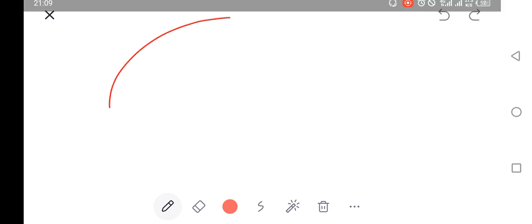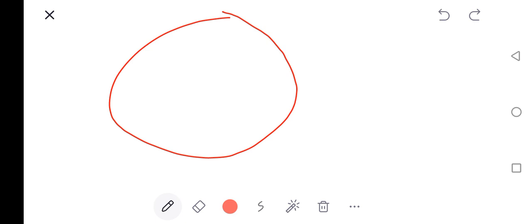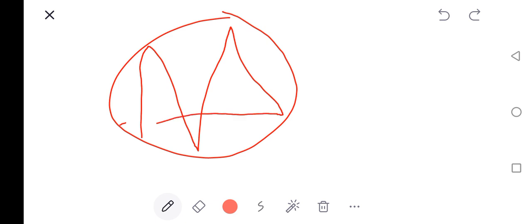And then now, what happens to this? If there is a 35 degrees here, what angle should be here? Angles in the same segment are equal. So that is also 35.